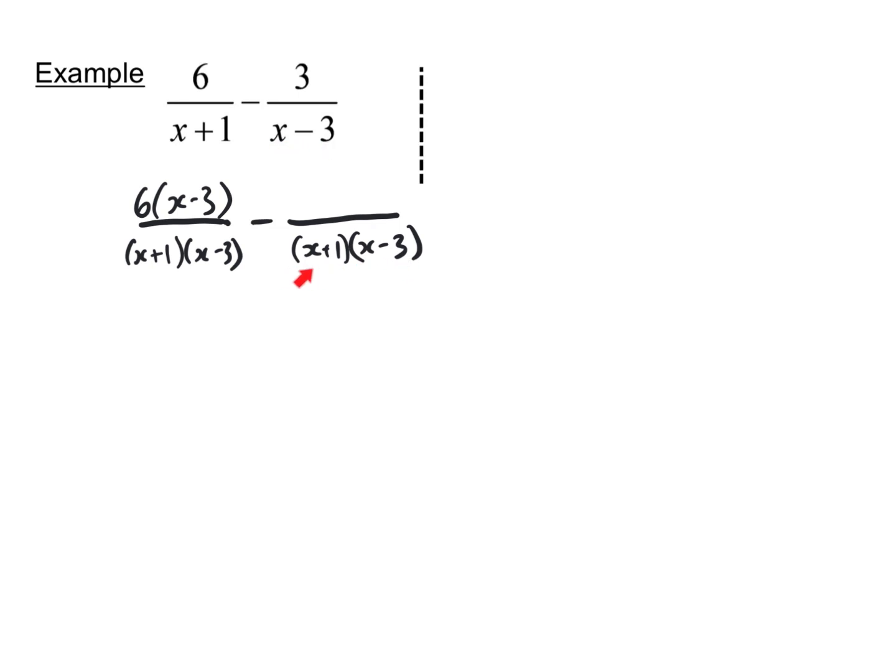This is the new part I've multiplied it by. So I've multiplied the bottom by this x plus 1. So I need to multiply the top here also by x plus 1. So that's 3 times x plus 1.